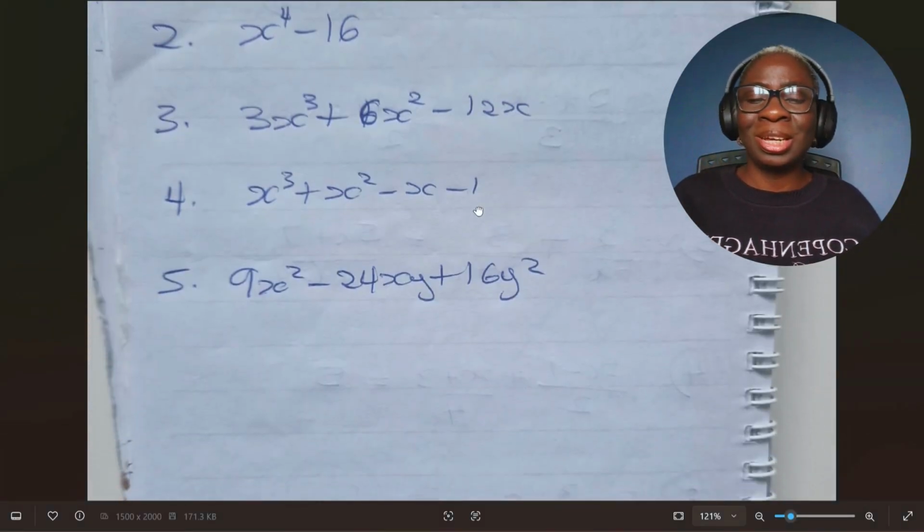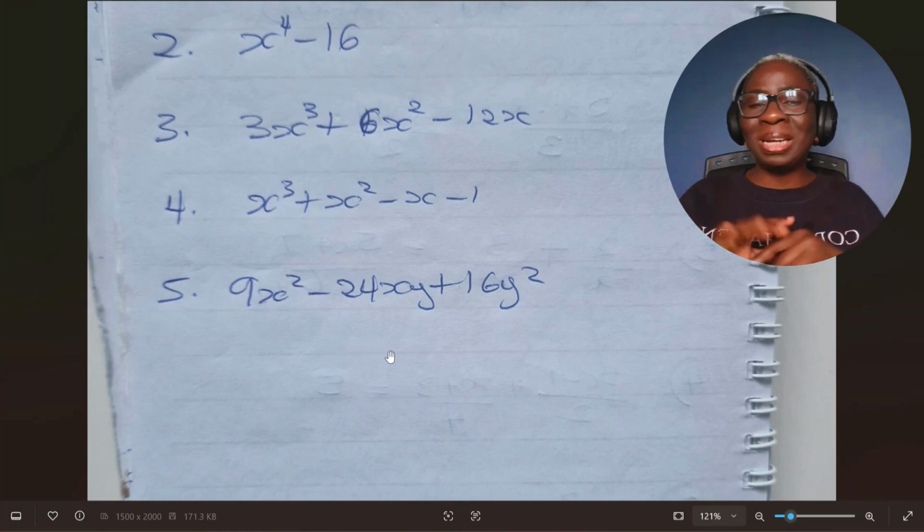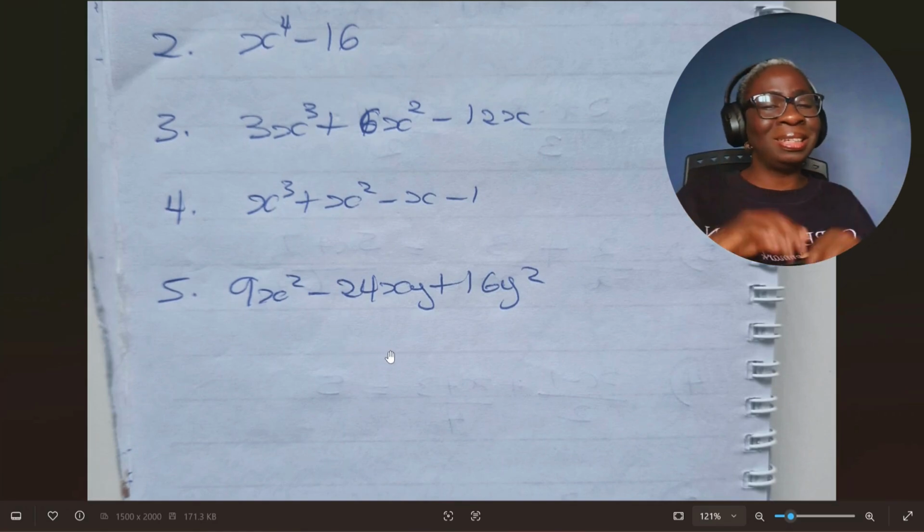Now it's your turn. You solve these two. Factorize number 4 and 5 completely and leave your answers in the comments.